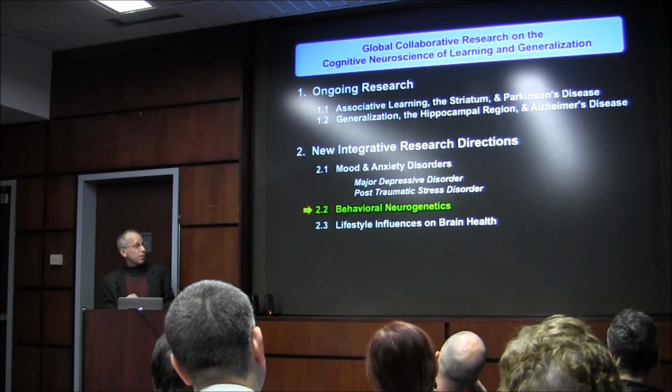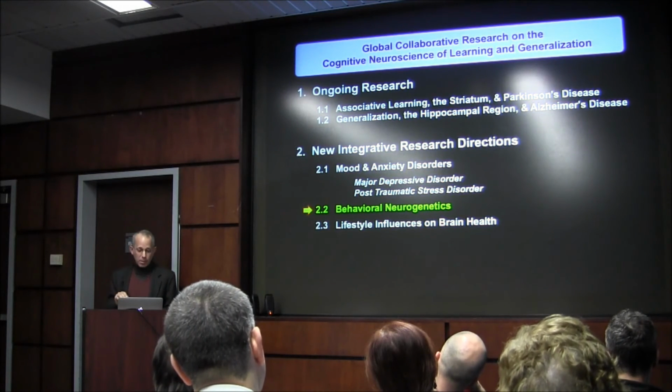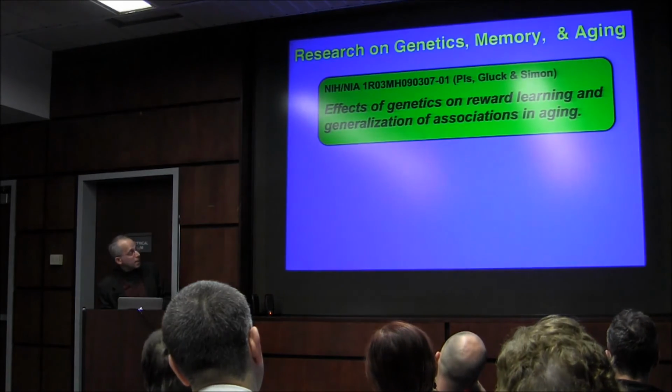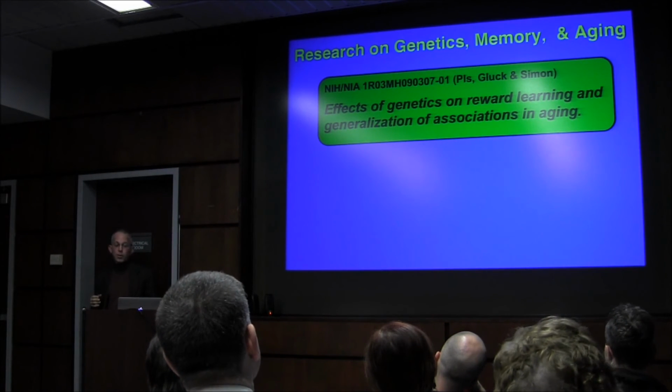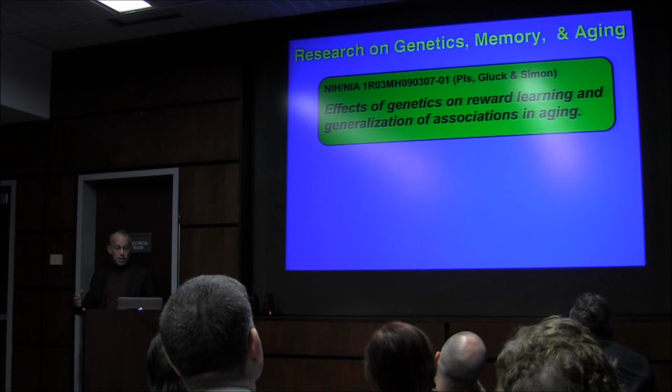So let me briefly tell you just a little bit about two other projects. We have behavioral neurogenetics, with a new grant with Jesse Simon on the effects of genetics on reward learning and generalizations of associations in aging.